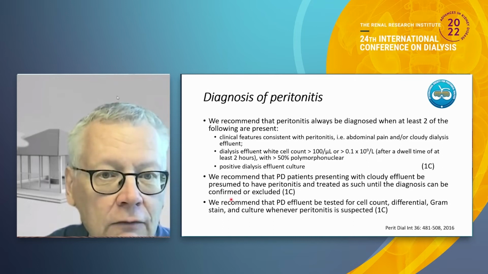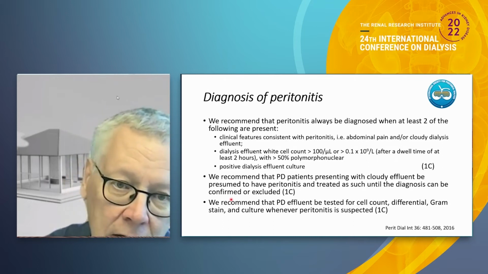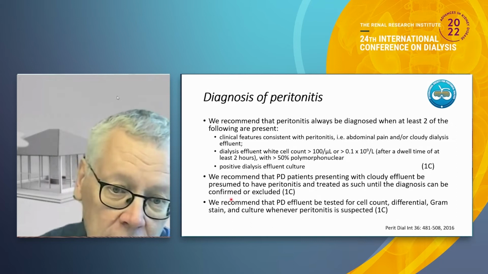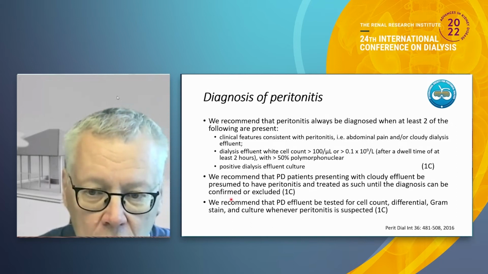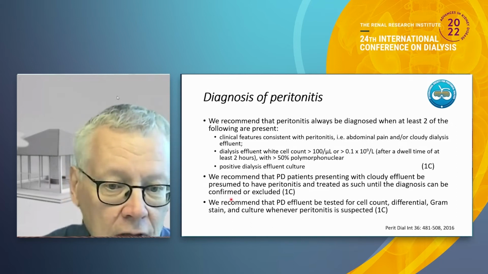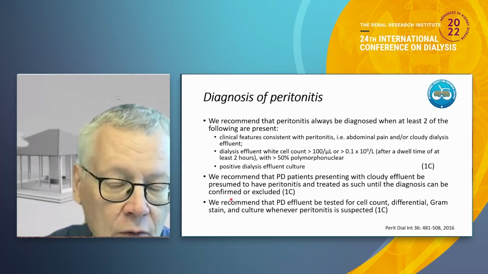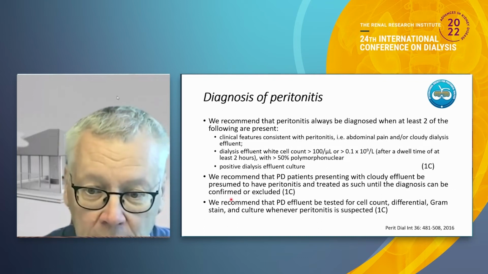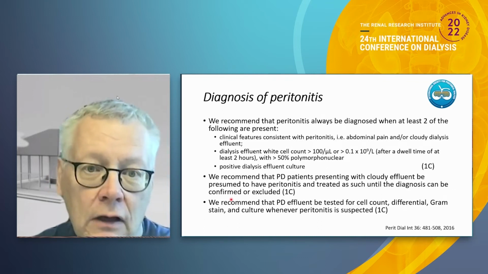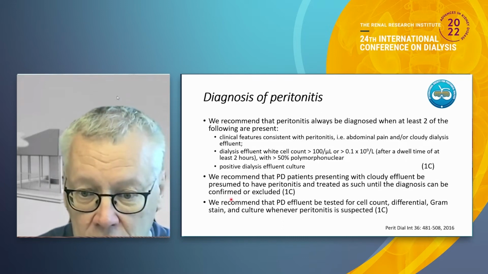For the diagnosis of peritonitis, ISPD recommends using the definition of at least 2 of 3 features. That's clinical features with abdominal pain and cloudy dialysate, an increased dialysate effluent white count, and a positive dialysate culture. They also recommend that patients where peritonitis is suspected are treated until the diagnosis can be confirmed or excluded.